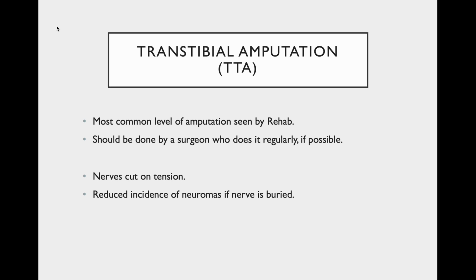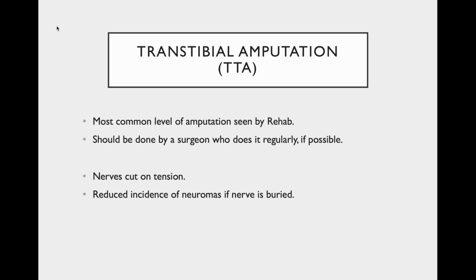Alright, so the transtibial amputation is the most common level of amputation seen by rehabilitation. It should be done by a surgeon who does it regularly if possible, because there is a lot of skill involved in forming a functional stump. However, this is not always possible, especially if the amputation was done in an emergency setting, for example, trauma, and the goal of amputation is to save the person's life.